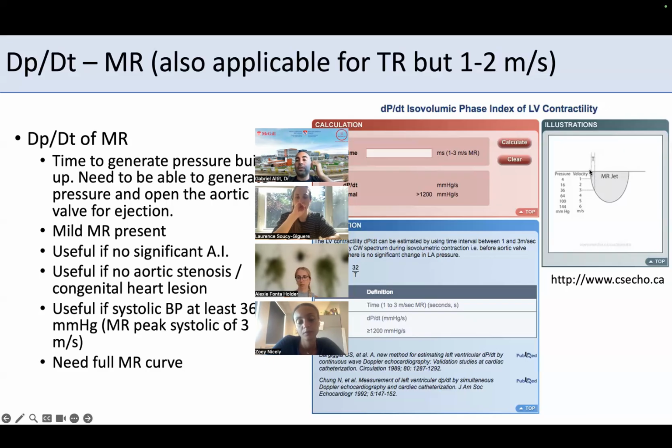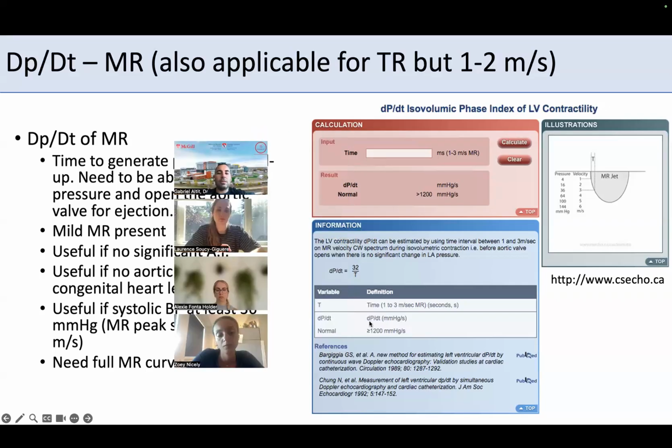And so if this curve gets more stretched out, which goes with the idea that you spend more time in systole, then your dP/dt becomes smaller. And normal values is basically your LV is able to generate more than 1,200 millimeters of mercury per second. That's based on adult literature.